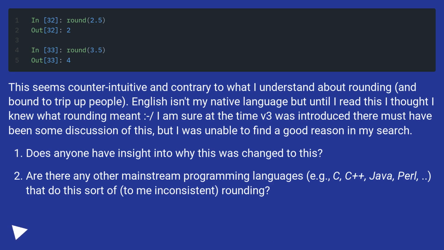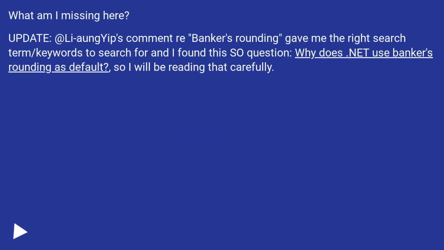English isn't my native language, but until I read this I thought I knew what rounding meant. Skeptical, I am sure at the time v3 was introduced there must have been some discussion of this, but I was unable to find a good reason in my search. Does anyone have insight into why this was changed? Are there any other mainstream programming languages, for example C, C++, Java, Perl, that do this sort of, to me, inconsistent rounding? What am I missing here?